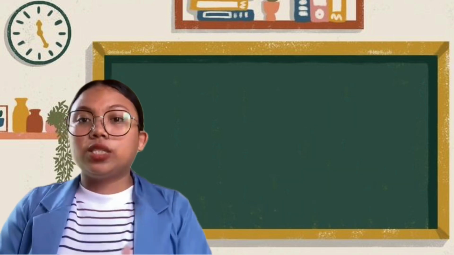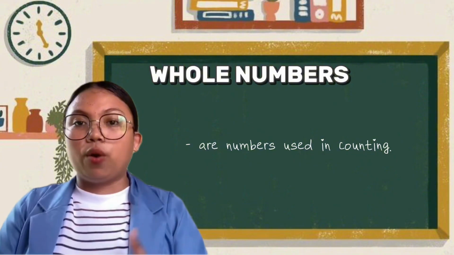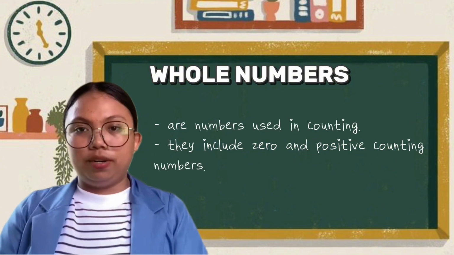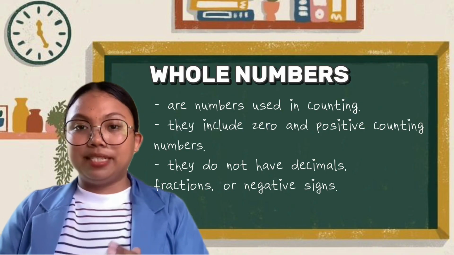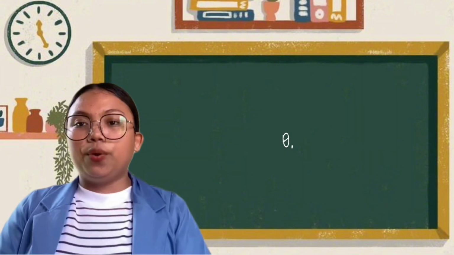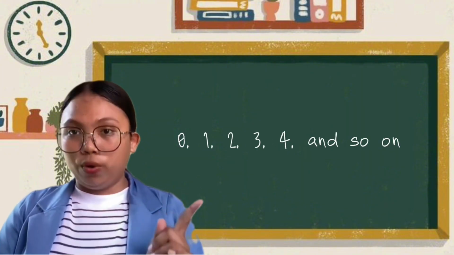First, let us talk about whole numbers. Whole numbers are numbers used in counting. They include zero and positive counting numbers. They do not have decimals, fractions, or negative signs. Examples of whole numbers are 0, 1, 2, 3, 4, and so on.